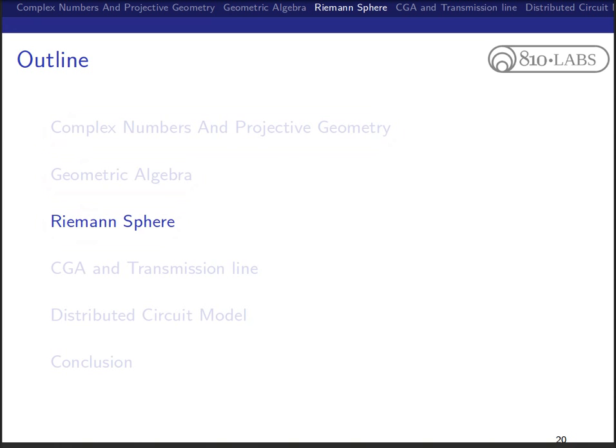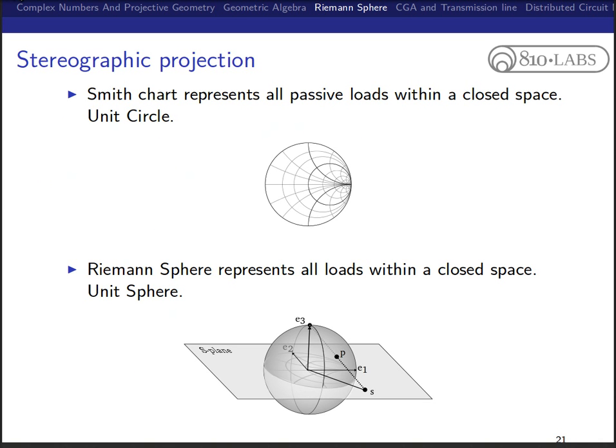Okay, now on to the Riemann Sphere. Okay, so the Smith chart represents all passive loads within a closed space, which is the unit circle. This is a big mathematical advantage to doing computations, because it gets rid of a lot of singularities with impedance and admittance representations.